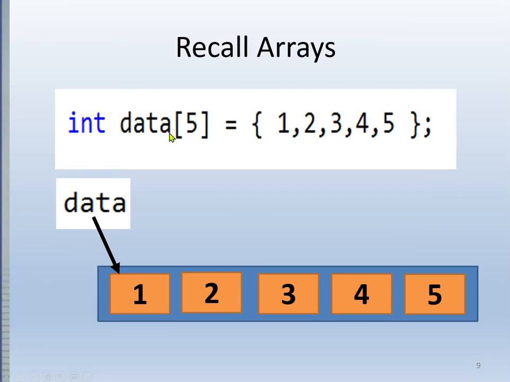Recall when you had an array of 5 items, 1, 2, 3, 4, 5, I could just initialize it like this. And the array data would have these items, 1, 2, 3, 4, 5, placed inside. Notice the syntax: open, close, brace. First item, second item, third, fourth, and fifth item.